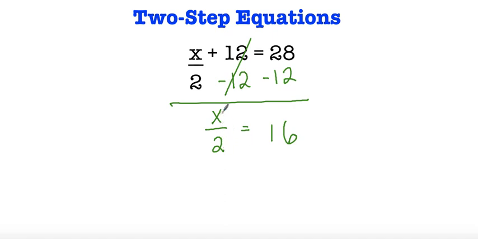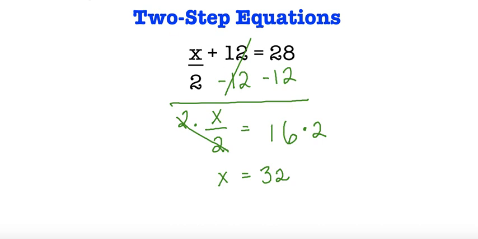And this is division, and the inverse operation to division is multiplication. So if we want to cancel out this 2 here, we can multiply both sides by 2. So if I multiply that by 2, these cancel out, and I'll do the same thing on the other side. So now I have x is equal to 16 times 2, and 16 times 2 is 32, and that's it. So x is equal to 32.